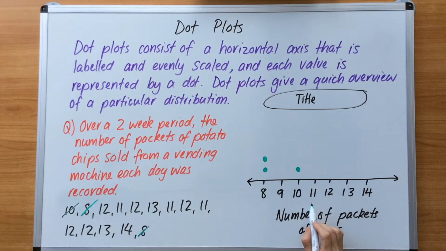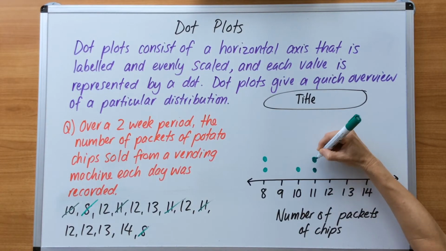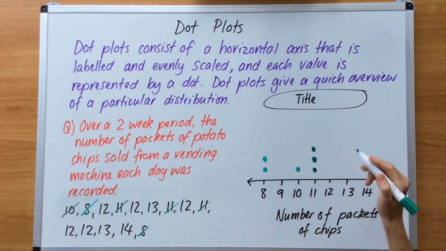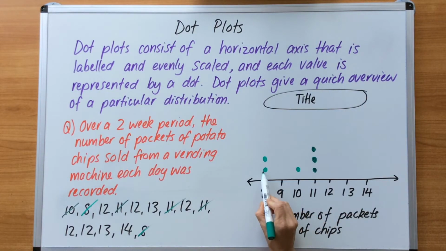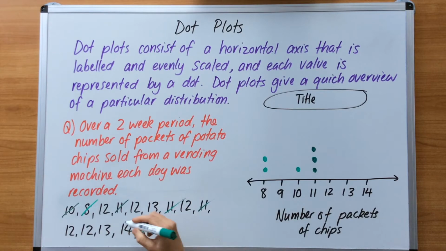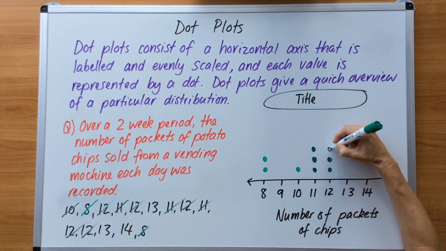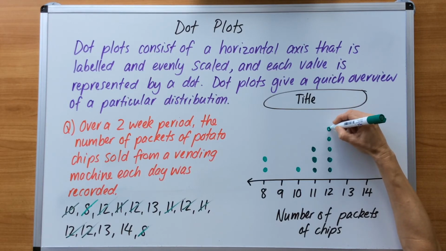So how many days were there 11 packets of chips sold? 1, 2, 3, which means I have to put 3 dots. 1, 2, 3. Not very neatly done here, unfortunately, but this should be lining up as best as possible. 12. How many number 12s do we see? 1, 2, 3, 4, 5. Okay, so we can do 5 dots for number 12. 1, 2, 3, 4, 5.